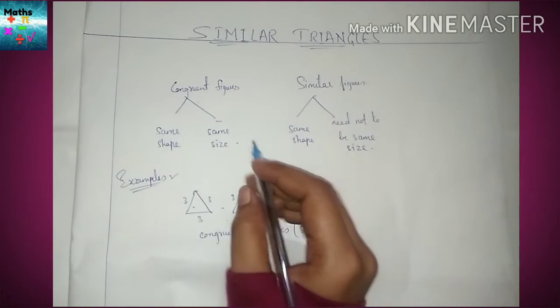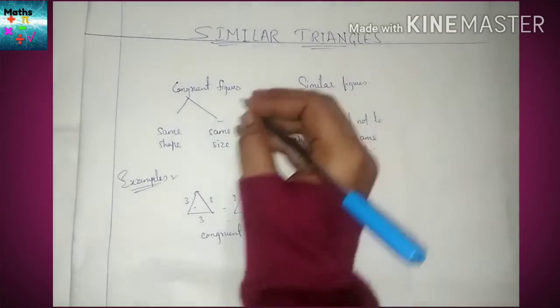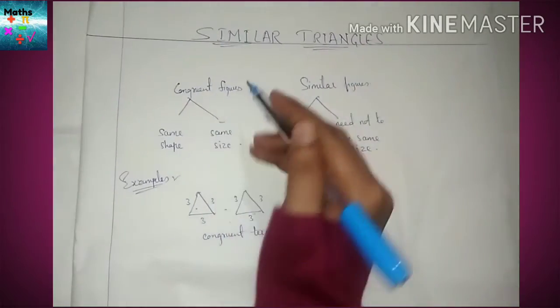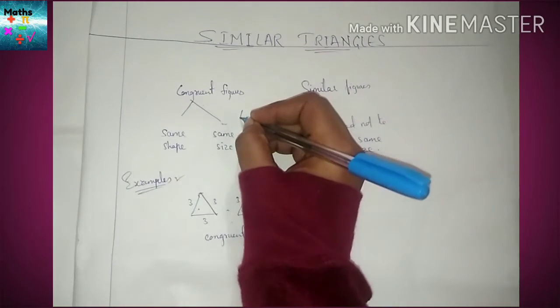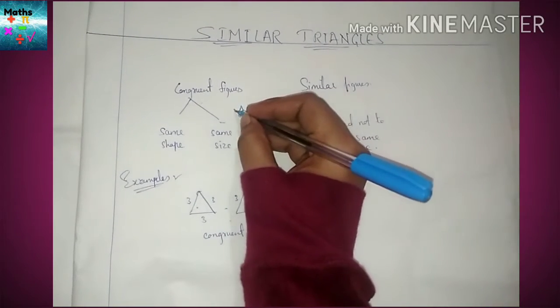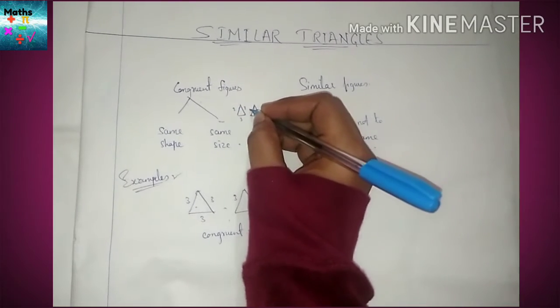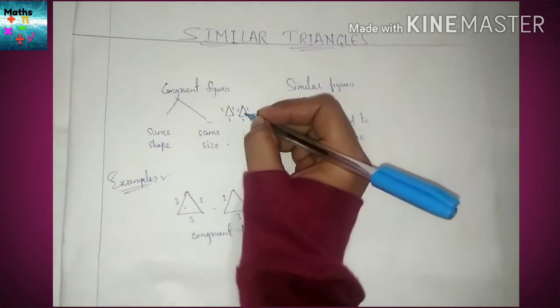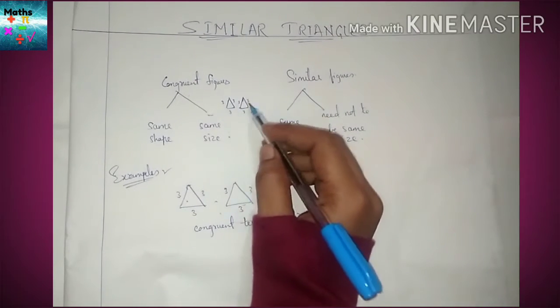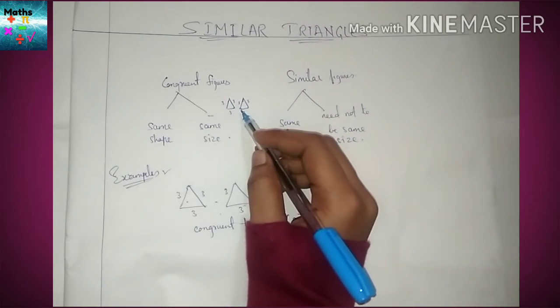Let us take an example here. Two circles I am drawing. Same shape. Okay, it is about the triangles now, so triangles only I will draw over here. Two triangles. These two are congruent. Why? Suppose I am taking 3, 3, 3. So the sides are same, the lengths of the sides are same. So these are congruent figures.